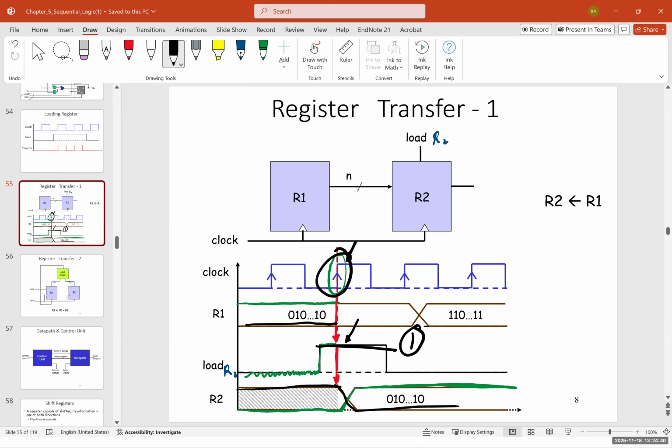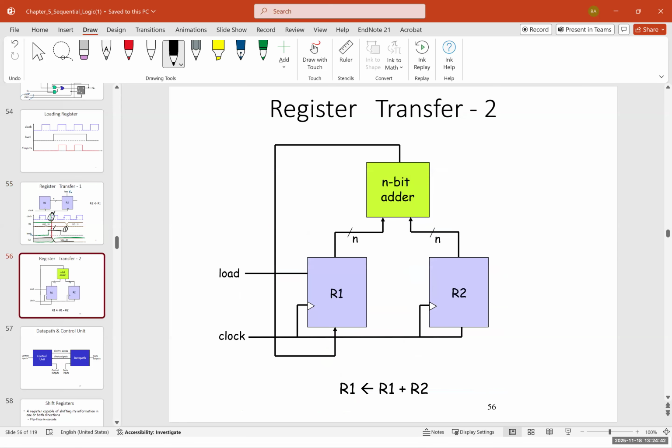And we also have other types of registers which can be connected in parallel as well. That one was in series. For this one, this is another type of register transfer. We have R1 and R2.